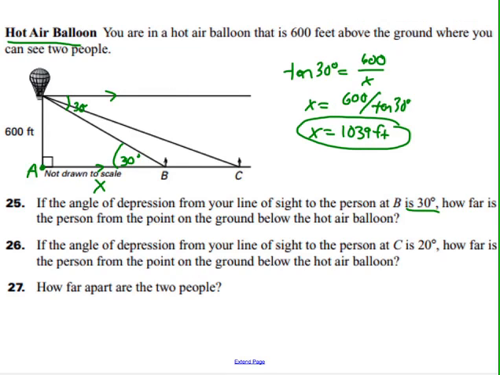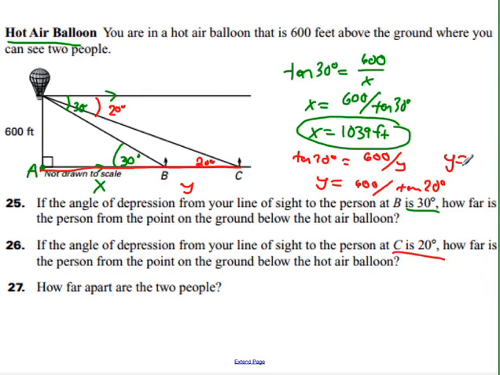In a very similar fashion, let me switch colors so this makes a little bit more sense. When you look straight out at person C, you have an angle of depression of, again, 20 degrees, making this angle right here 20 degrees, meaning I could set up yet another tangent: the tangent of 20 degrees equals 600 over, let me call this entire distance from A to C, y. So y would equal 600 divided by the tangent of 20 degrees, or y equals approximately 1,648 feet. That's number 26.